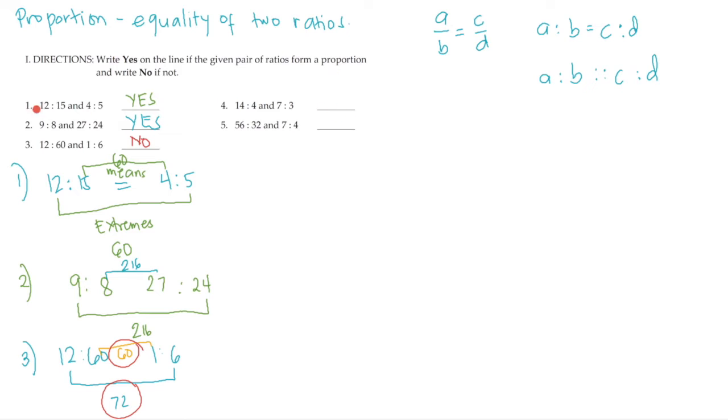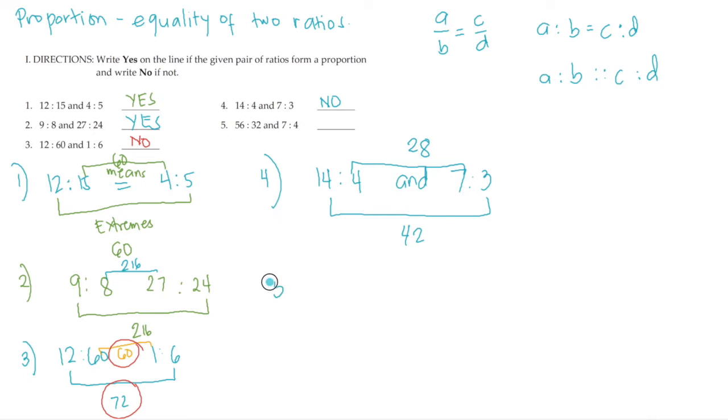Let's have the next example. 14 is to 4, this is number 4, and 7 is to 3. The extremes product is 14 times 3 is 42, and 4 times 7 is 28. Again, this is not the same. Therefore, it's not proportion.